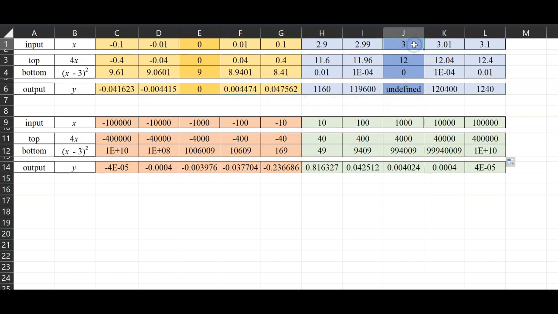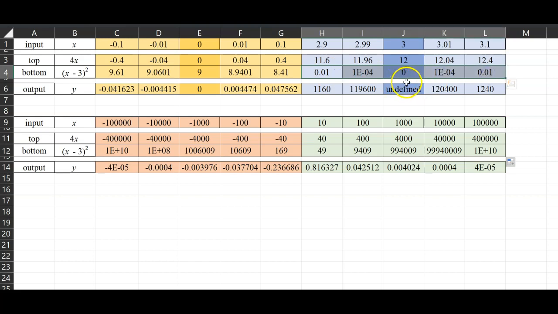I also said there was a vertical asymptote at 3, and you can see that the denominator is 0, which makes the function undefined. But if you look, there's nothing very exciting happening in the numerator this time. It's just about 12. So we're taking 12 and we're dividing it by very, very small numbers. And when you divide by very small, very close to 0 numbers, you get very big numbers. This time, the denominator is squared. So what you see here is that even though the denominator hit 0, it didn't switch from positive to negative.